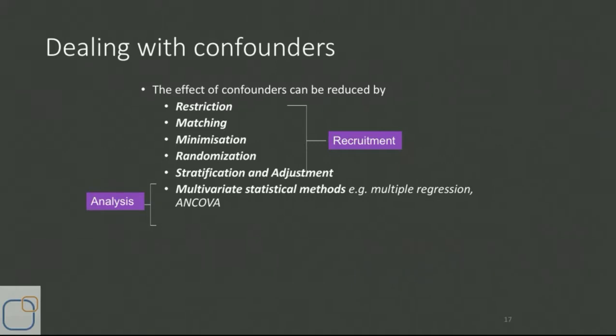Minimization is another method which is in between matching and randomization. Randomization, you know what randomization is. It is randomly choosing a sample from a larger frame of sample, and this will ensure that any confounder, known or unknown, gets randomly distributed between the two groups. So these are all methods you can use during recruitment. You can also plan to do a stratified analysis at the time of recruitment, or you can do a stratified recruitment itself. And statistically speaking, you can do an adjustment. You can also use multivariate statistical methods like multiple regression and ANCOVA.